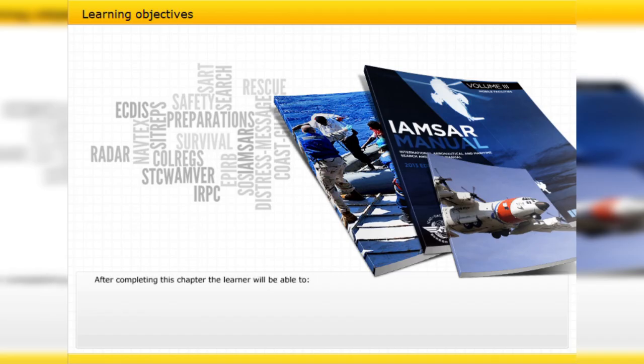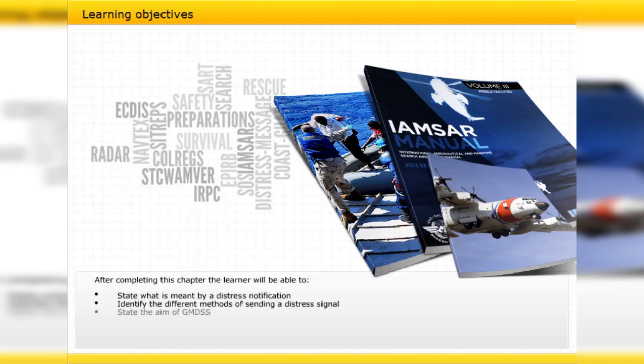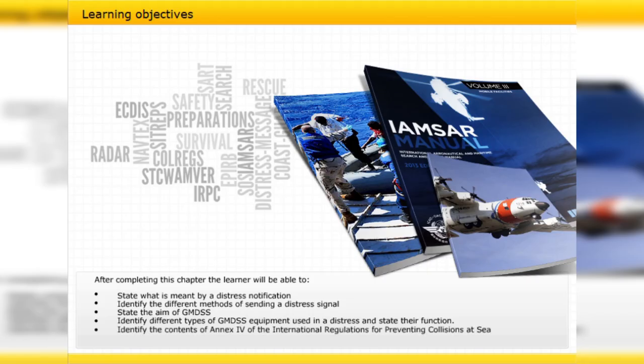After completing this chapter, the learner will be able to state what is meant by a distress notification, identify the different methods of sending a distress signal, state the aim of GMDSS, identify different types of GMDSS equipment used in a distress and state their function. Identify the contents of Annex 4 of the International Regulations for Preventing Collisions at Sea. Identify who has to respond to a distress signal.